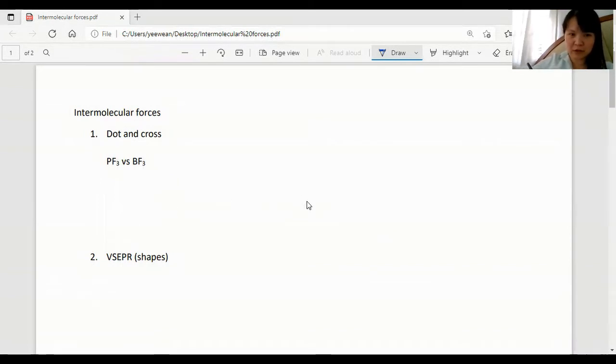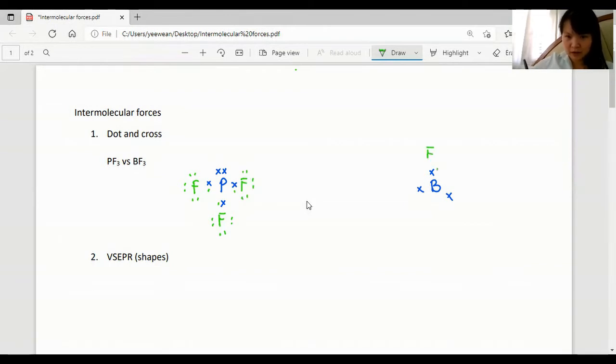Let's draw the dot and cross first. P has 5 outermost electrons and B has 3 outermost electrons, and they're all going to be bonded to 3 fluorine atoms. So F has 7 outermost electrons. I insist we always draw all the outermost electrons, so that we don't forget during exams.